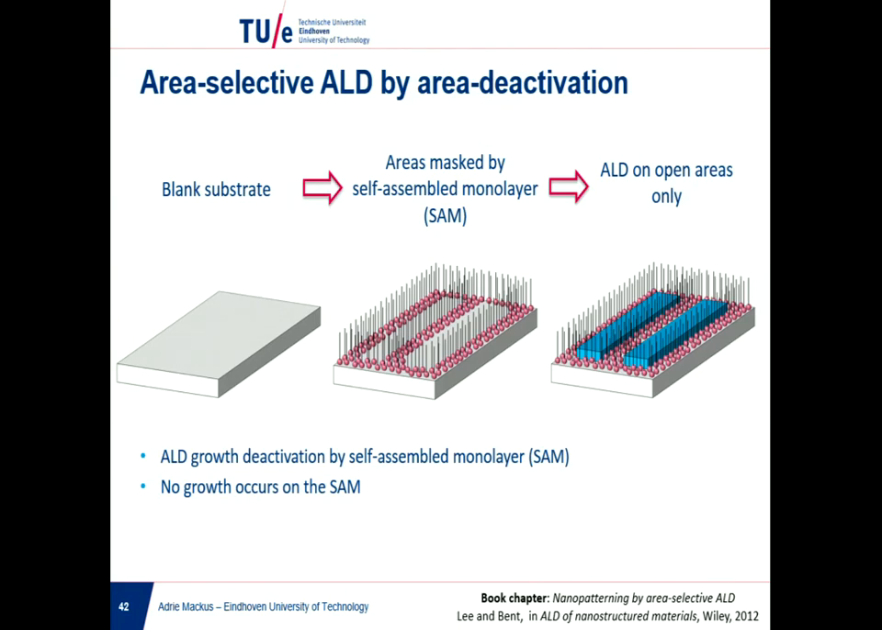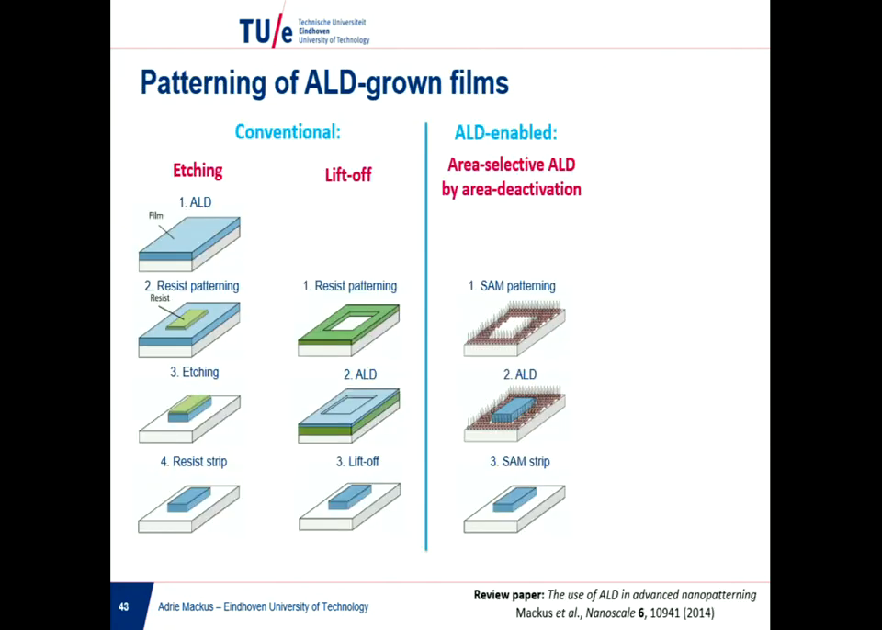So how does this compare to the conventional patterning steps I explained earlier on? Here we talked about these two conventional techniques, and what you see is that area-selective ALD by area deactivation is very similar to the lift-off approach. In both cases, you start with patterning, then you do your deposition. But the main difference is that with the lift-off approach, you deposit on your resist and then remove it afterwards. And here, what we aim for is that the deposition doesn't occur on the self-assembled monolayer, so only where the self-assembled monolayer is not present.